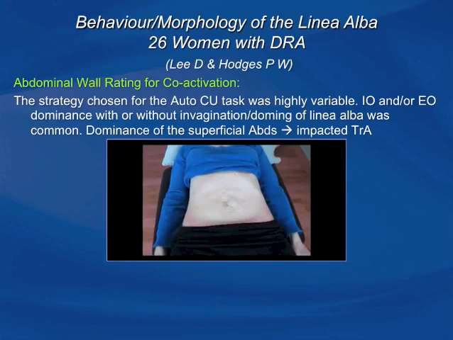So when we looked at the abdominal wall rating for co-activation, one of the first things that I noticed right from the get-go was that the strategy chosen for the automatic curl-up task was highly variable amongst all the women with the DRA. And it was not uncommon for some of them to be dominant with their internal oblique and others to be dominant with their external oblique. And they had all sorts of different behavior patterns with respect to what happened to the Linea Alba.